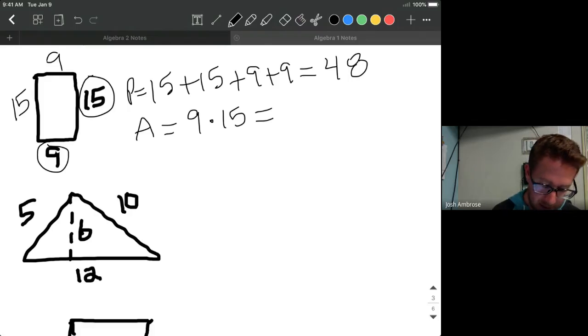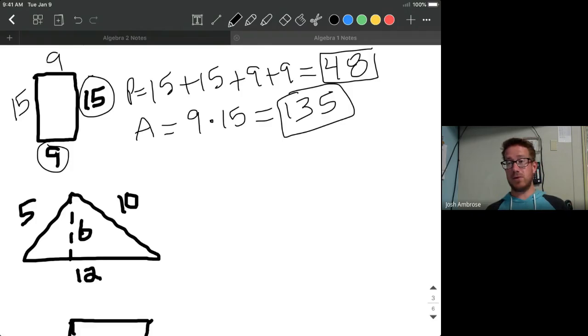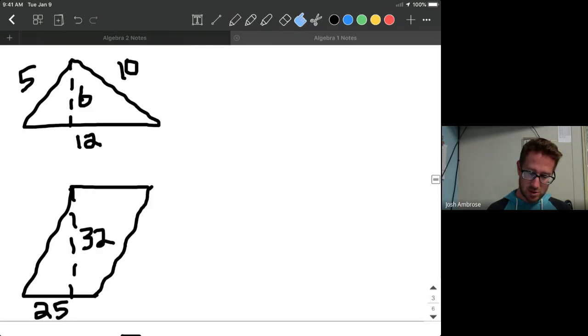All right, work that out. We got 135. All right, so that is our area. That right here, there's our perimeter. All right, so that's for a rectangle. Let's move down a little bit in our page. And the next thing we're looking at is a triangle. Okay, so if we're trying to calculate perimeter of this triangle, I see a 5, a 12, and a 10.